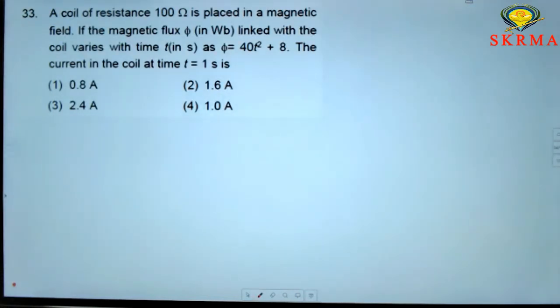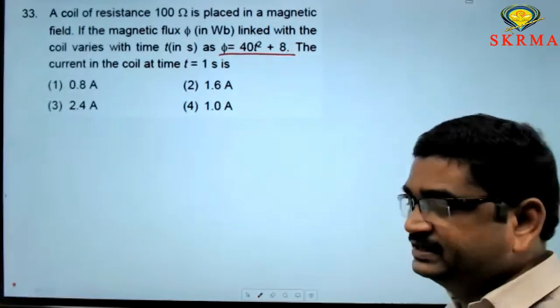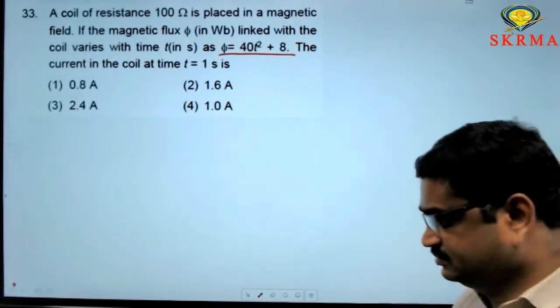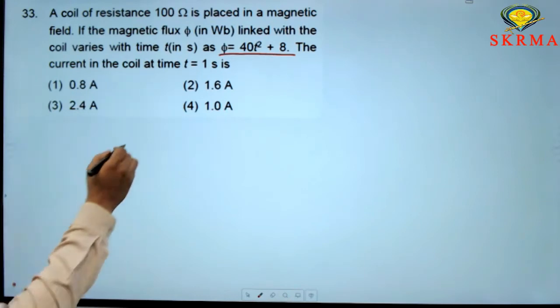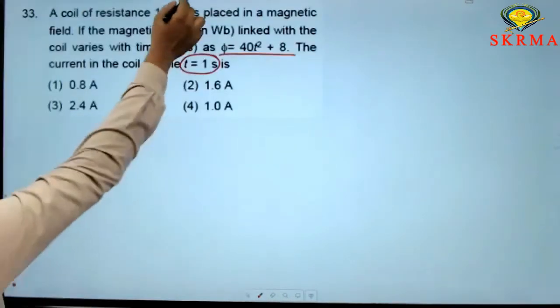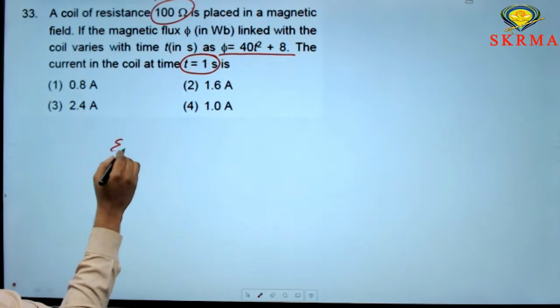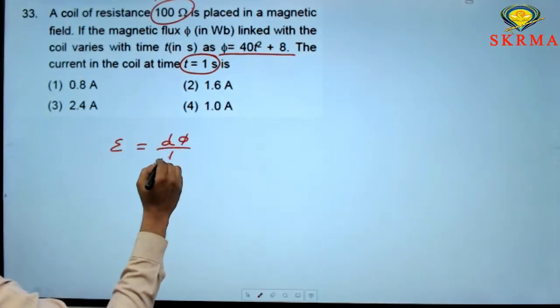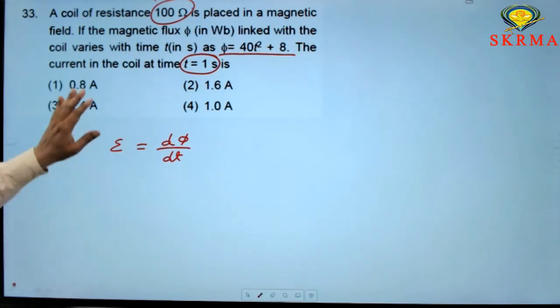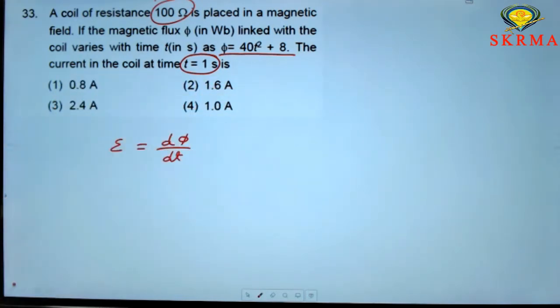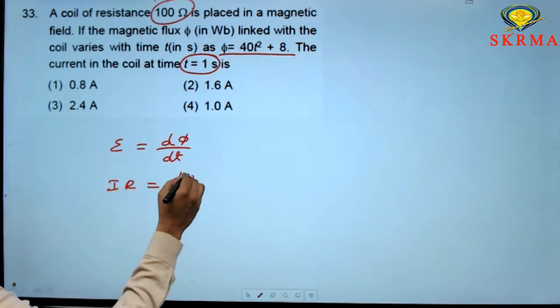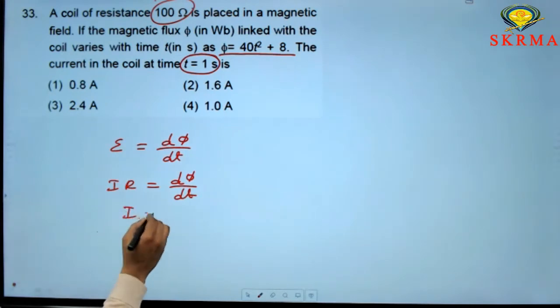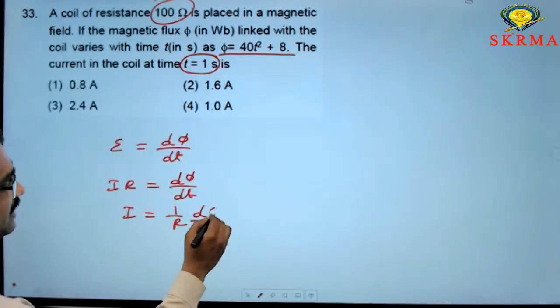Next, a coil of resistance 100 ohms is placed in a magnetic field. Magnetic flux is given as 40 t square plus 8. Then find the current in the coil at t equal to 1 second. Resistance is given. So what is the induced EMF formula? Minus d phi by dt. The minus sign is also there, but here in the answer only the positive sign is there, so I am taking the positive sign. d phi by dt, V equal to I into R. IR equals d phi by dt. I equals 1 by R into d phi by dt.